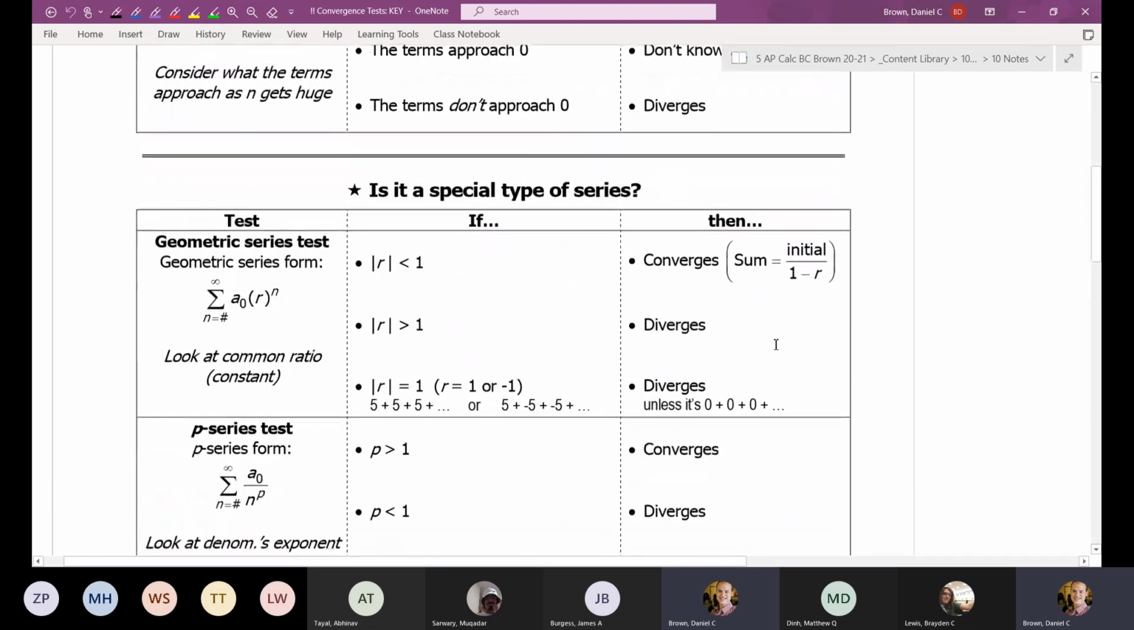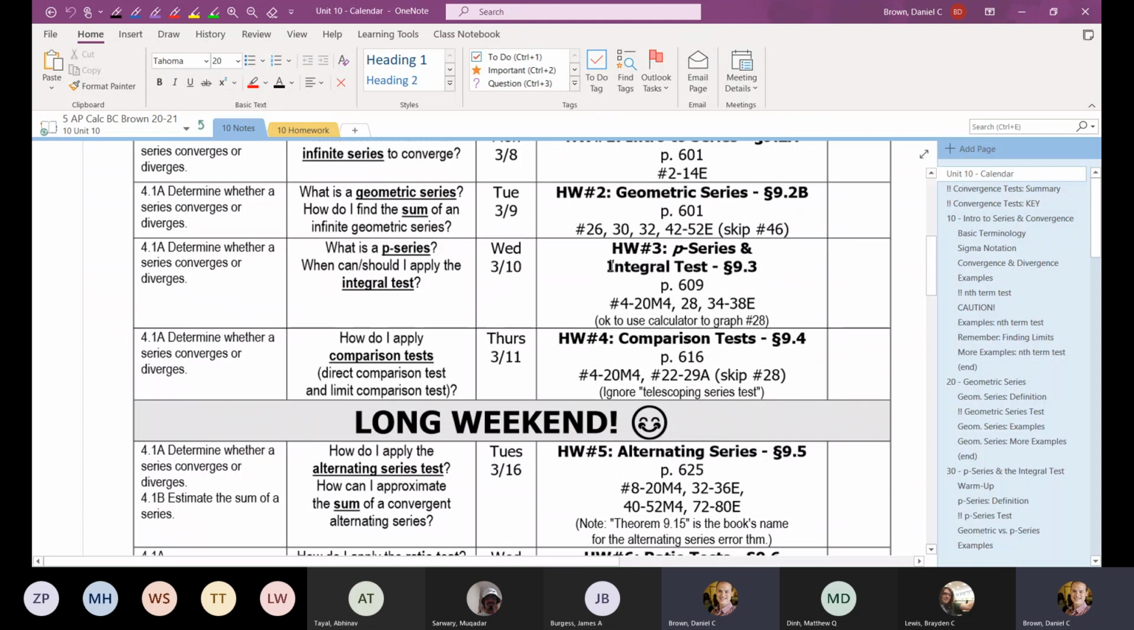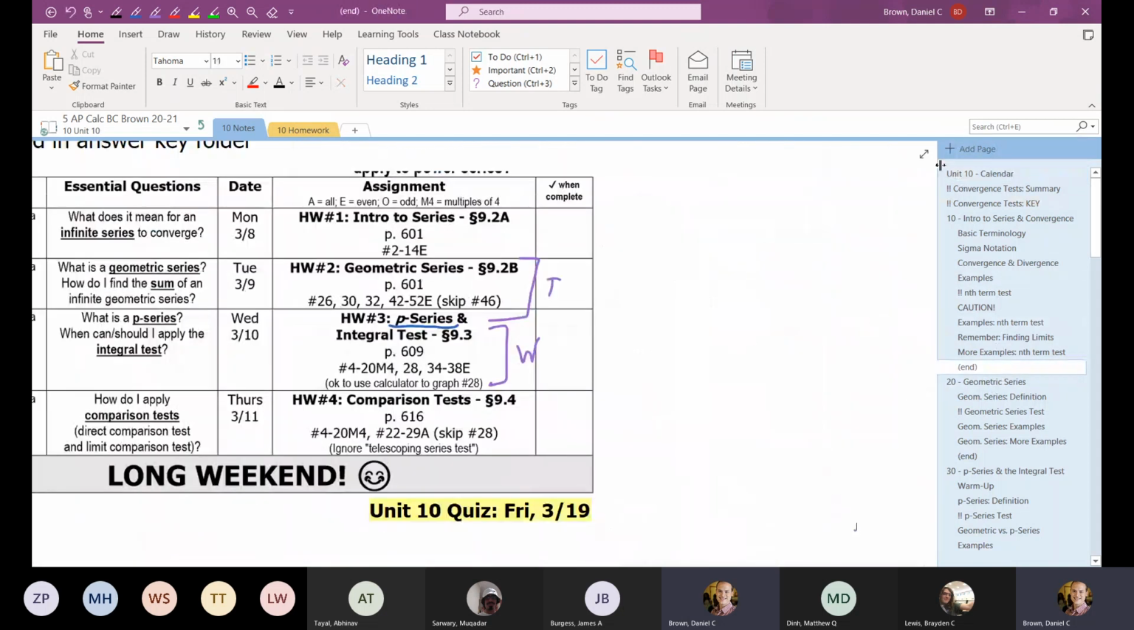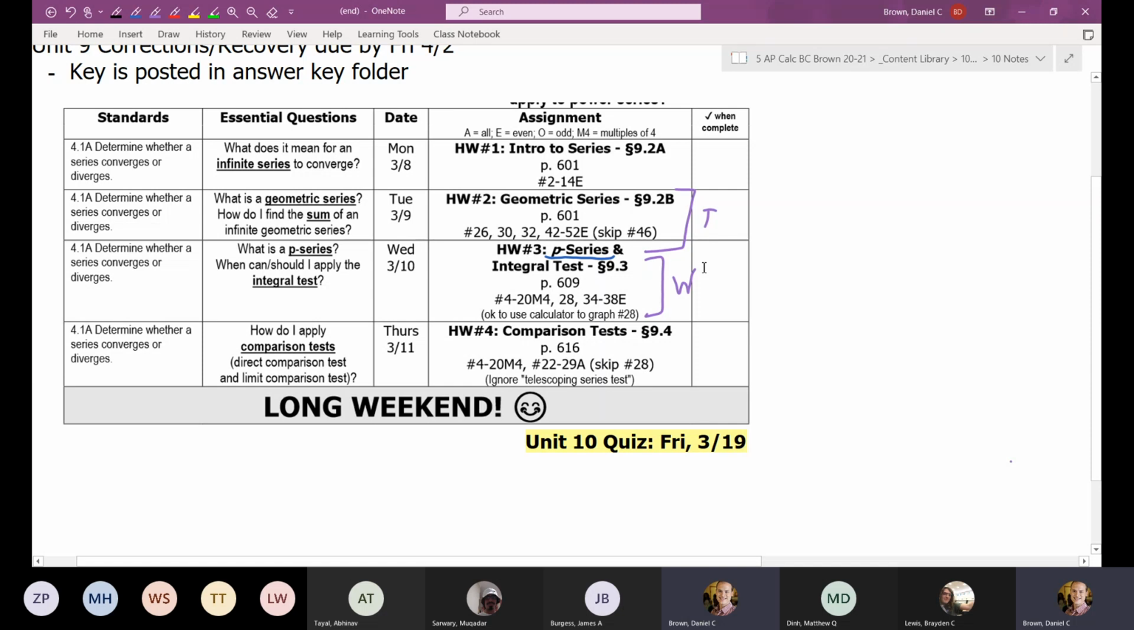As we progress through this unit, we'll start seeing more and more of them mixed together, just to force our brains to switch between a geometric, a p-series, and all the other ones that we have to learn. Homework-wise, I'm going to go back to the calendar. The homework I'm assigning right now is just homework 2. I'm going to be completely honest: you should be able to finish homework 2 during class time. That way, homework 1 and 2 should both be completely done before tomorrow.